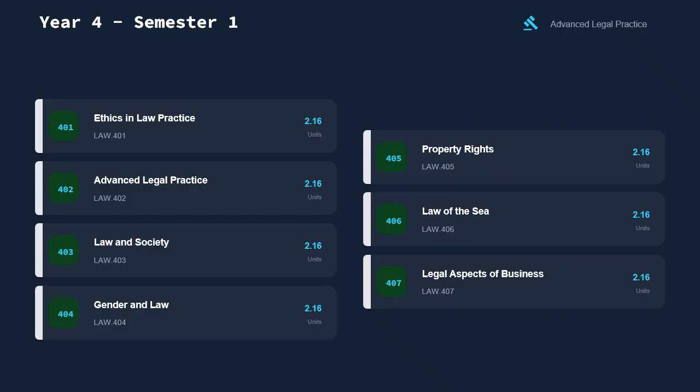3.4 Assessment methods: case analyses, policy proposals, and advocacy projects. Assessments include: case analyses, evaluate gender dimensions of landmark decisions. Policy proposals, draft legislation or regulations addressing gender inequality. Advocacy projects, design campaigns or litigation strategies for gender justice.